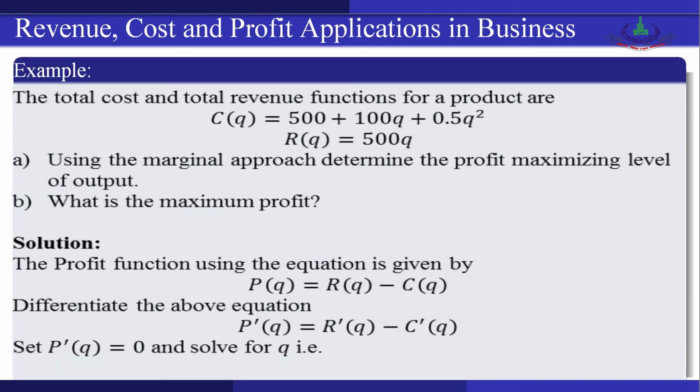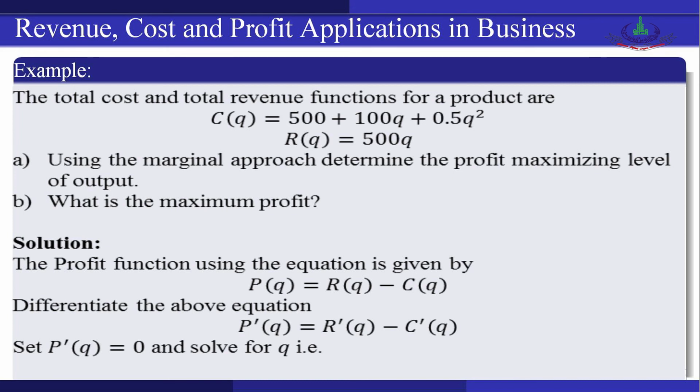Dear students, now we see an example for the profit maximization and getting the maximum profit. The total cost and total revenue functions for a product are given by C of Q is equal to 500 plus 100Q plus 0.5 Q square. R of Q is 500Q. First question is, using the marginal approach, determine the profit maximizing level of output. And the second question is, what will be the maximum profit?